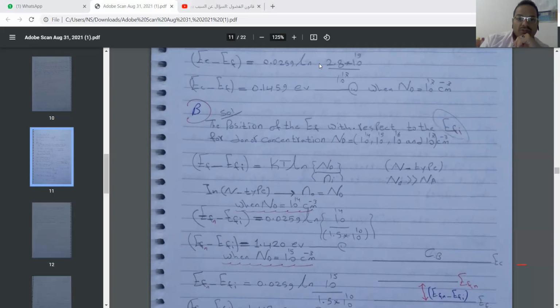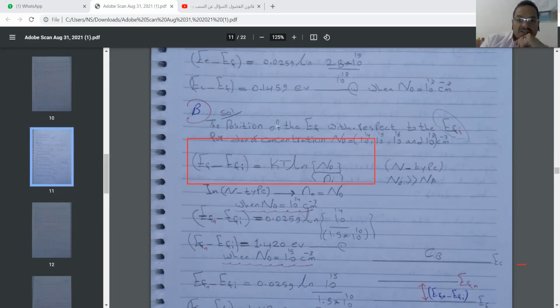We will depend on this equation. This will be important to us. Fermi energy level minus EFI, the intrinsic Fermi level, equals KT ln donor concentration at the conduction band divided by the intrinsic concentration ni for silicon at room temperature, and ni, like we know, is 1.5 times exponential 10.